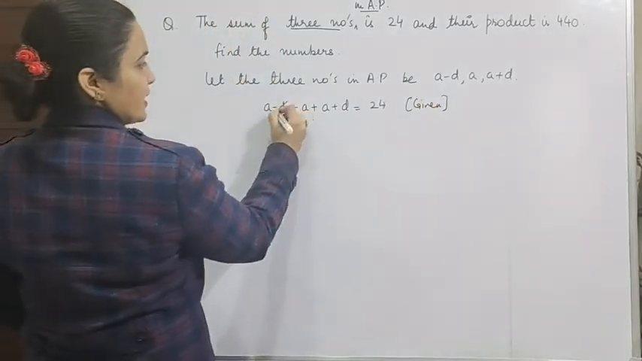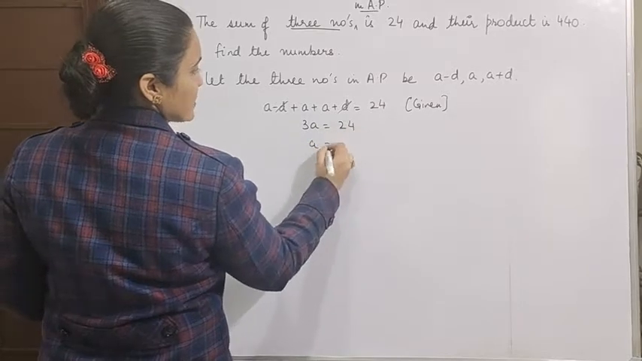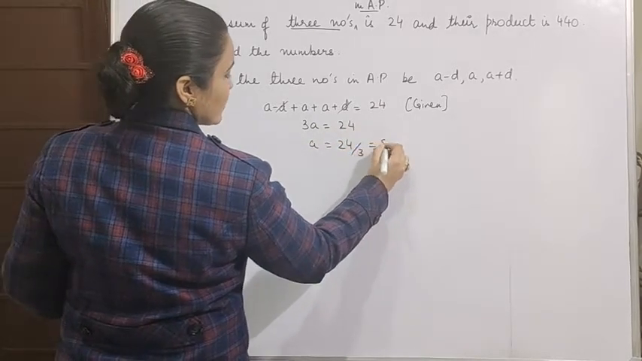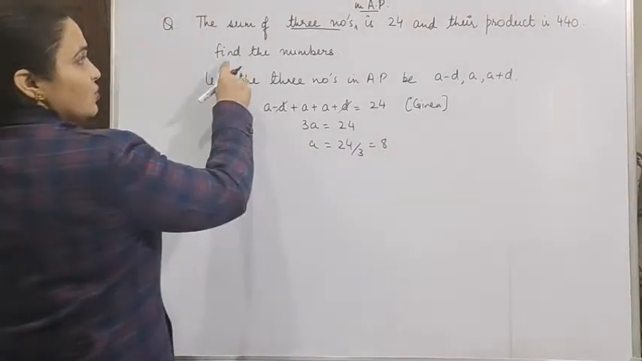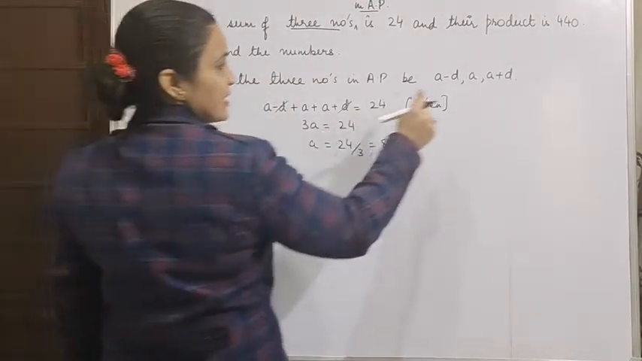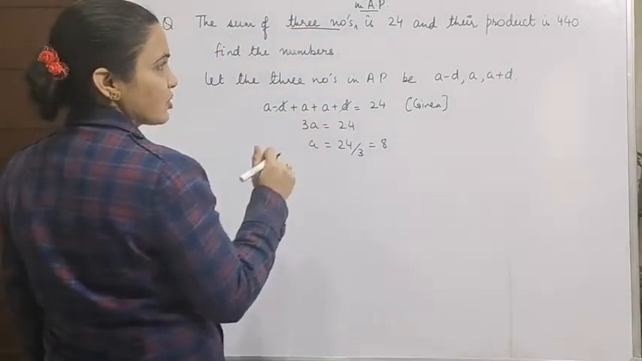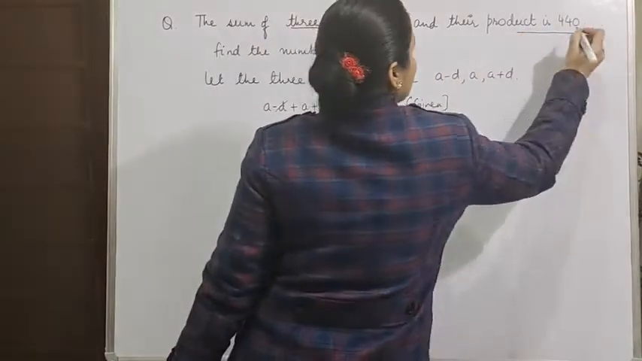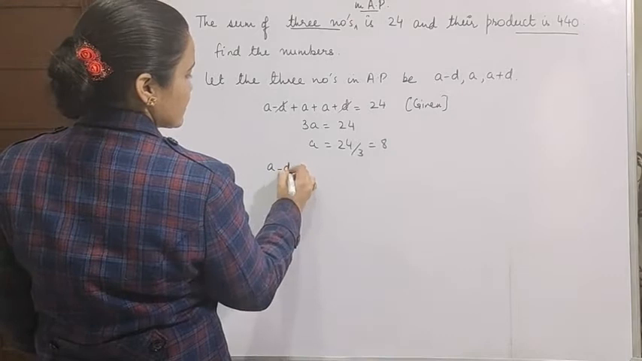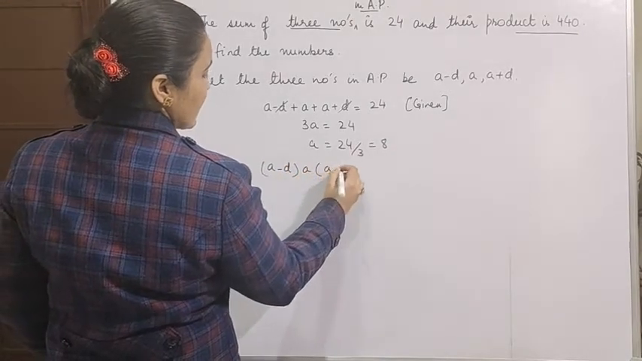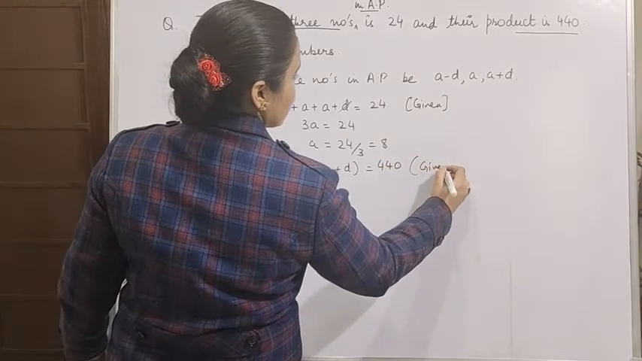So D cancels with D. So we have 3A is equal to 24. A is equal to 24 upon 3, which is 8. So we have A as 8. We want to find the numbers, so we need A and D to find the numbers. Let us now find the value of D. Let us use the second condition, which is that their product is 440. So the product is A minus D, A into A plus D, which will be equal to 440. This is also given to us.